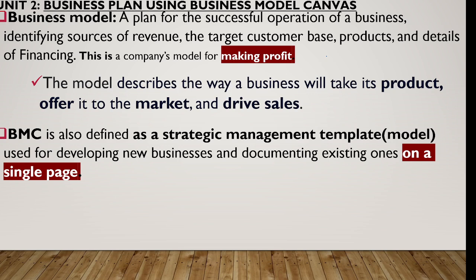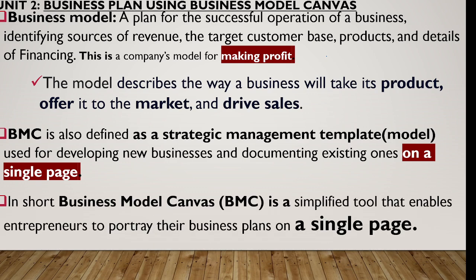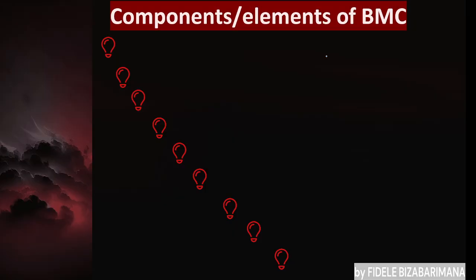The business model canvas is a strategic management tool or a template used for developing new businesses and documenting existing ones on a single page. It gives a clear picture of how the business looks on a single page, not two pages, on one page. In short, the business model canvas is a simplified tool that enables entrepreneurs to show their business plans on a single page.